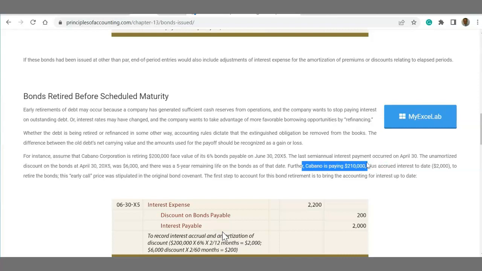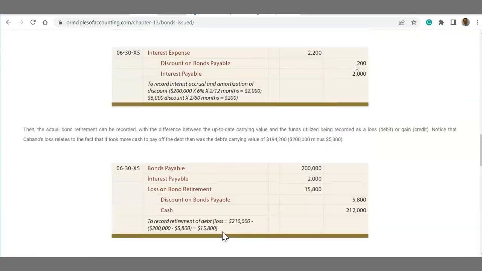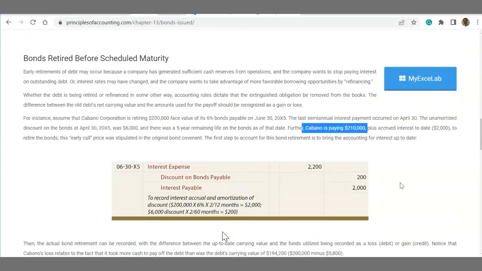210,000. That was in the agreement to pay the bond in advance before maturity. Okay, so 210, that's the cash that you need to pay. And also you have to pay the $2,000 here. Obviously, we recognize that. So it needs to be closed. And also we have discounts on bonds payable left over to kind of close it.